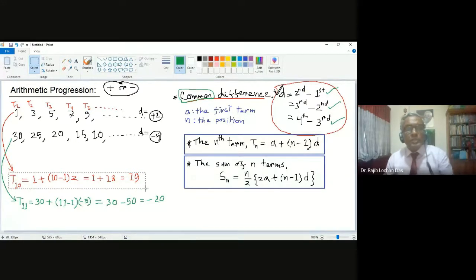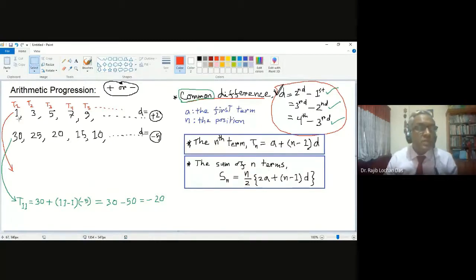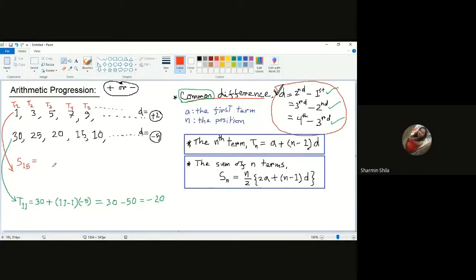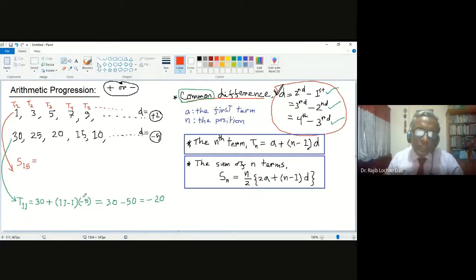Now let me calculate the sum. Let me calculate the sum for the first example again. Let's calculate S15. So what does that mean? What is the meaning of S15? So n equal to 15. Yes. So n equal to 15, and you will now use the formula and find out S15. So what is that actually? What will you find?